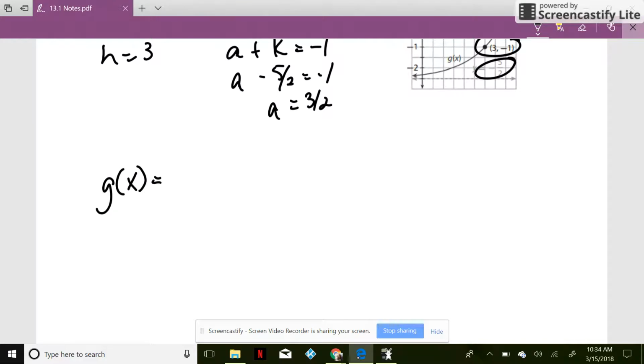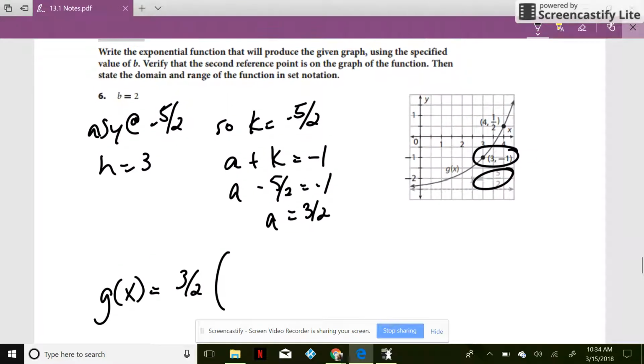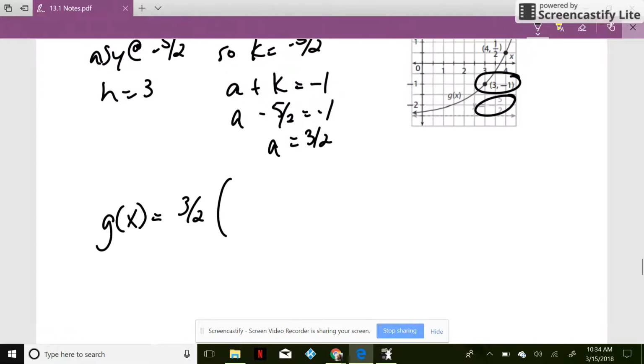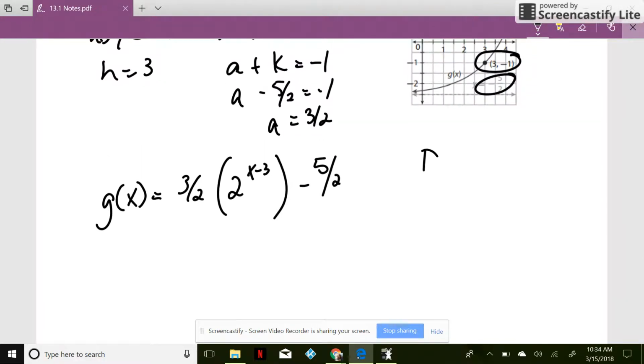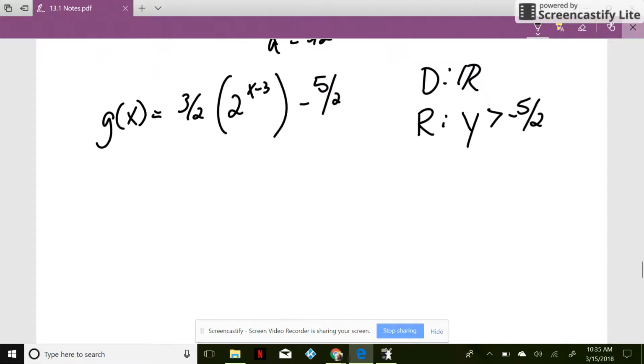G of x is equal to our a value, 3/2, times our base, which is 2. So we'll have 2 to the x minus 3, because we shifted right 3, and then minus our y asymptote, which is -5/2. So our domain, as always, is all real numbers. Our range is just y greater than our asymptote at -5/2.